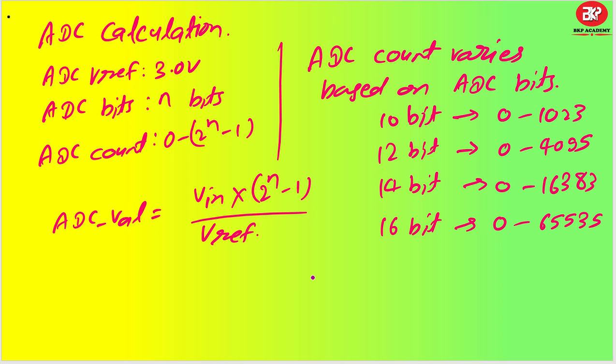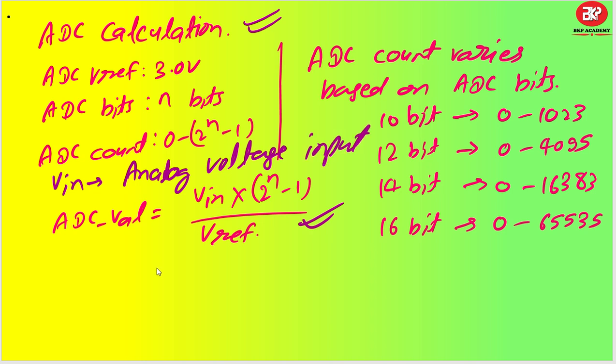First you have the ADC value calculation, which is V input into 2 to the power n minus 1 divided by V reference. n is nothing but the number of bits. You can take a screenshot of this page to find out how to calculate the ADC output for a particular analog input. V input is nothing but the analog voltage.